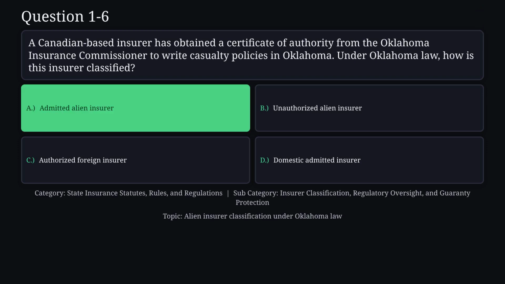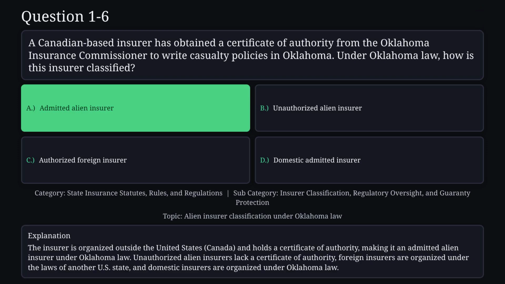The correct answer is A. The insurer is organized outside the United States, in Canada, and holds a certificate of authority, making it an admitted alien insurer under Oklahoma law. Unauthorized alien insurers lack a certificate of authority. Foreign insurers are organized under the laws of another U.S. state, and domestic insurers are organized under Oklahoma law.